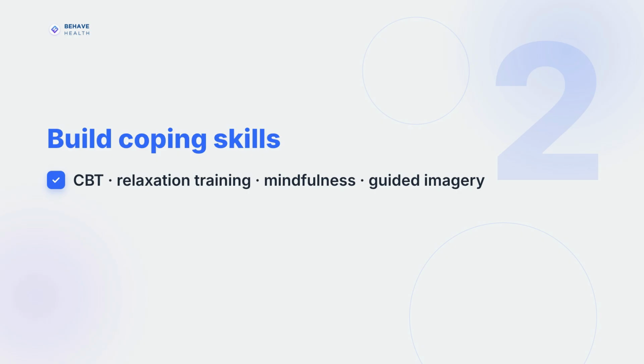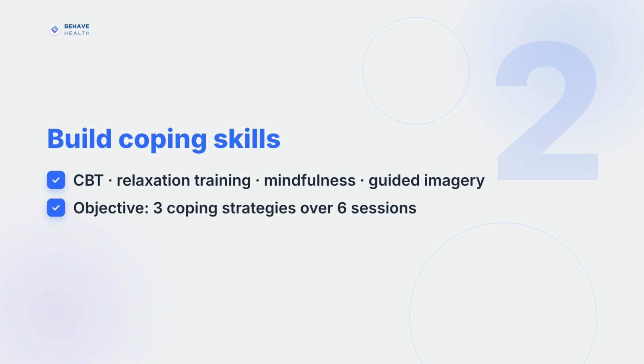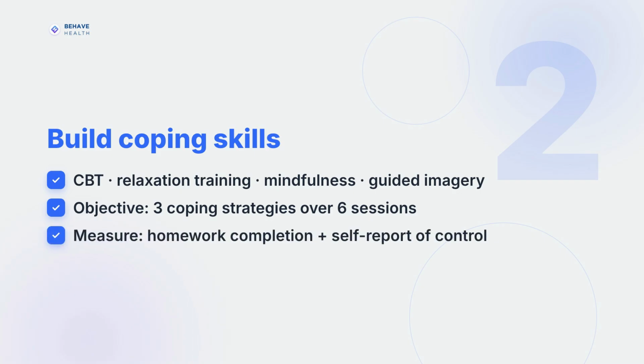Goal Area 2. Increase the patient's ability to manage anxiety through skill development. Evidence-based interventions include CBT, progressive muscle relaxation, mindfulness, and guided imagery. Example: client will learn and implement 3 new coping strategies over the next 6 sessions and report effectiveness of each. Measure progress through homework completion and the patient's reported sense of control when anxiety occurs.